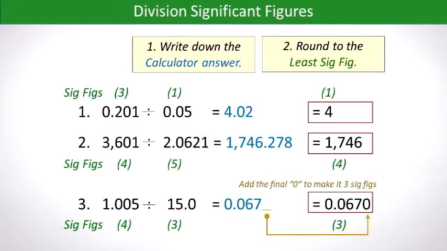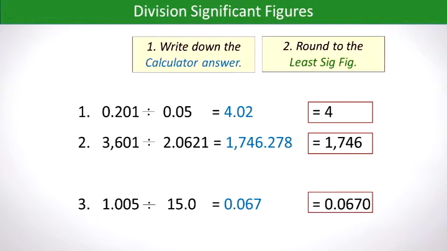Notice in problem number 3, our calculator only gave us 0.067. By the rules of sig figs, we should have 3 significant figures in our final answer because 15.0 has 3 significant figures. Therefore, we add a 0 to our final answer to conform to the rules of significant figures. And this is what it looks like for the final reported answer.